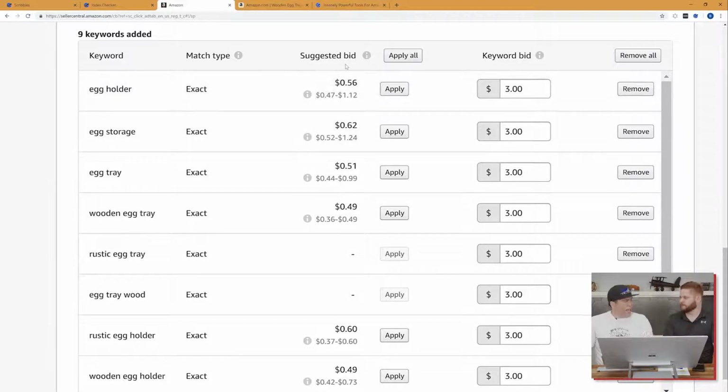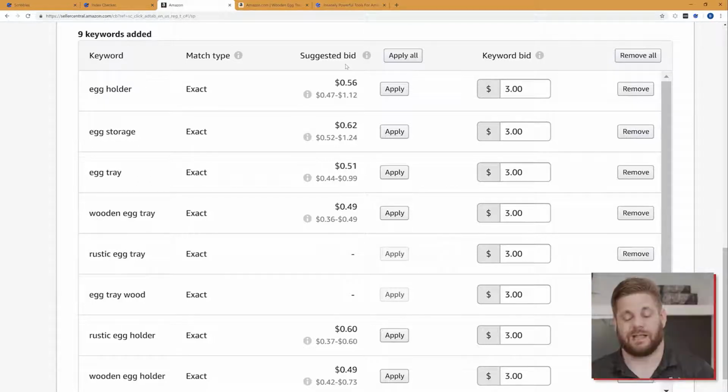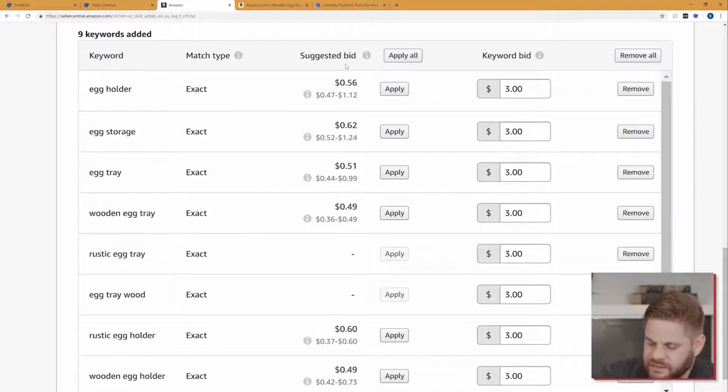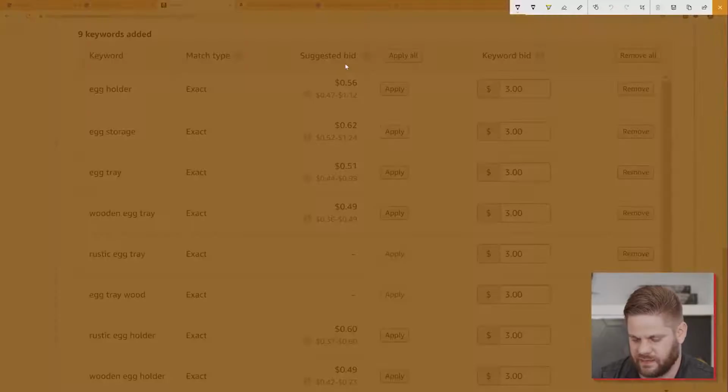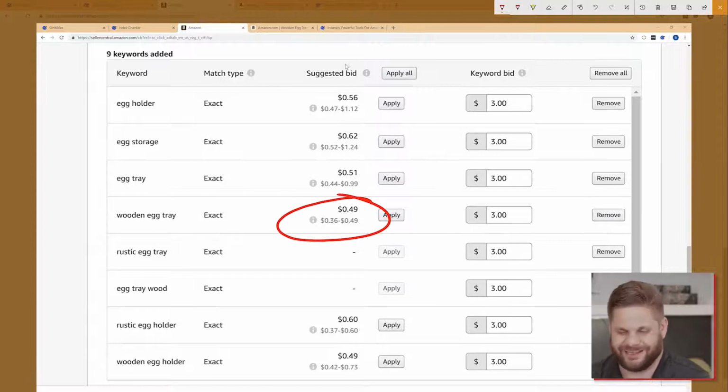Now, again, Amazon is giving us a suggestion. So how much do I take this suggestion, if at all? I wouldn't take this at all. And I think that when we analyze this, we'll see that some things were way off. Wooden egg tray, they're saying, between 36 and 49 cents a bid. I suspect this will be higher.